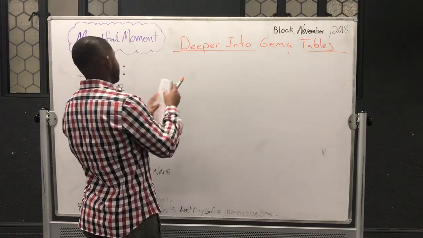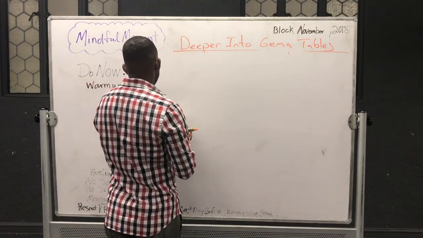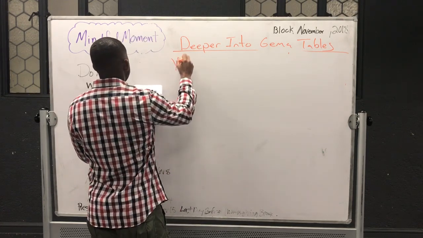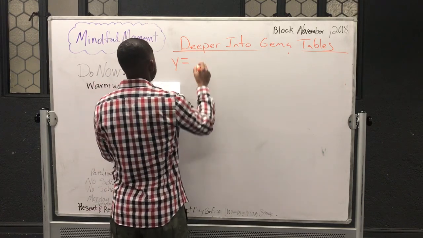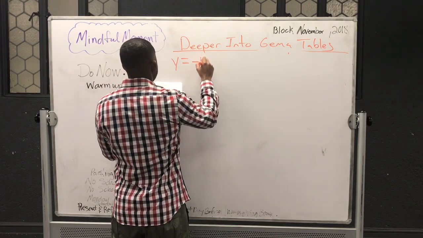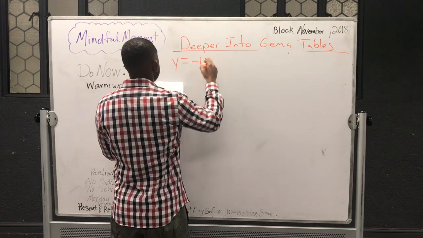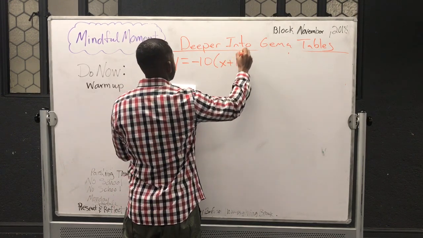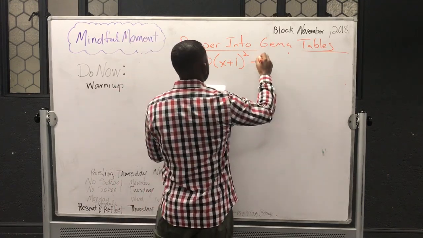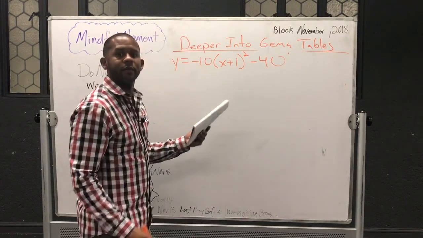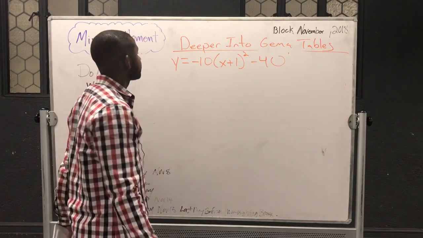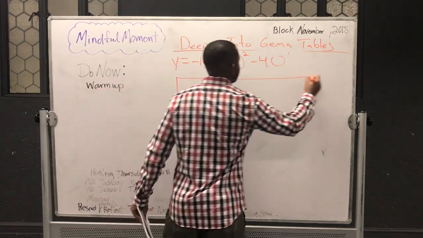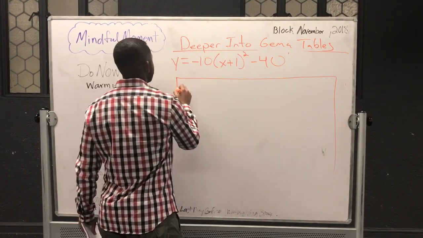Why don't we make a Gema table for y equals negative 10 times x plus 1 squared minus 40. Make me a Gema table for that one, please. I am guessing that you paused and you just did it because you are cool.